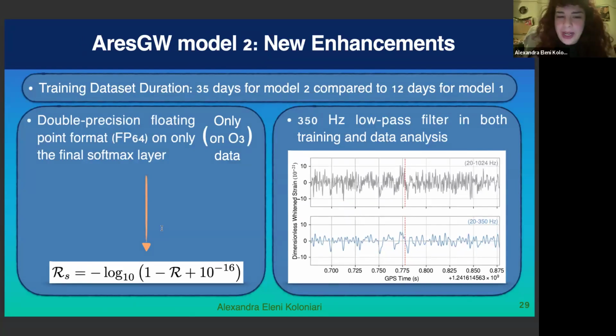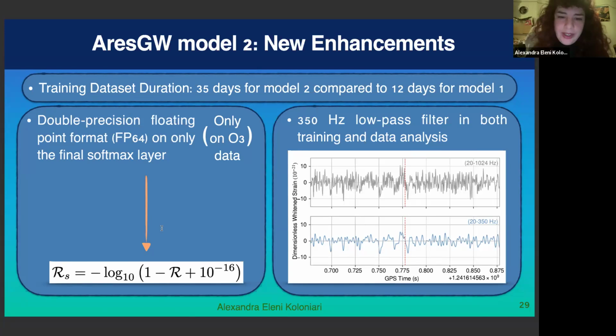With the first being that we did use a larger training dataset. This time we did use 35 days instead of 12 days that were used for Model 1. Additionally, we did use double precision floating point format, but only on the final softmax layer. And we did that because we didn't want the process to be time consuming. Additionally, we also did that only for the data analysis.